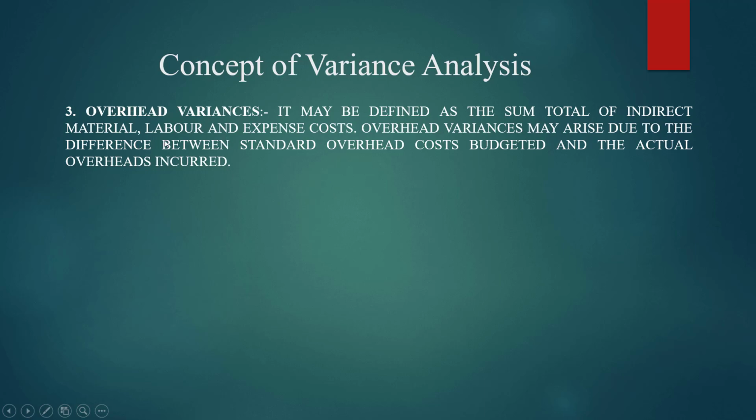Now again, for overhead variances also, to see the variance we have to always see the standard overhead and the actual overhead. Whether the standard set is favorable or adverse, we have to check it. We'll check it only if we know the actual overheads. Okay, the standard will always have to be compared with the actual overheads. Okay, this is the overhead variance.